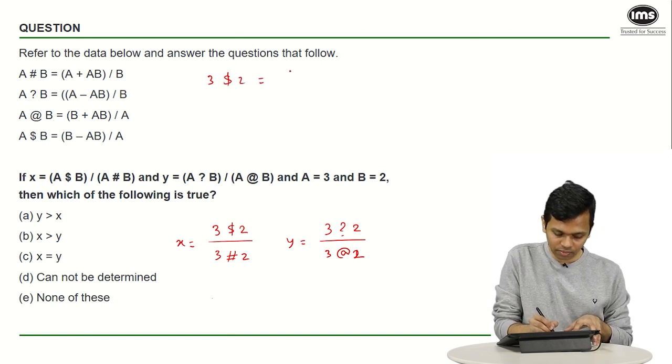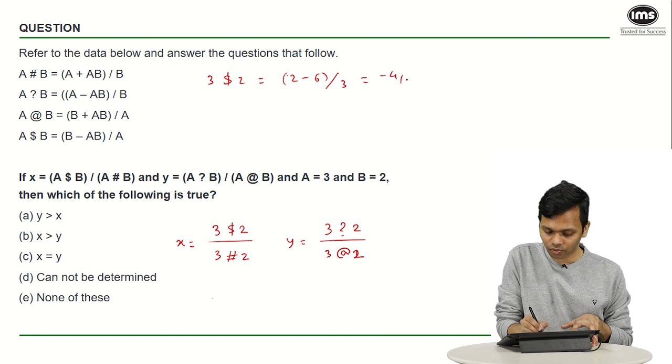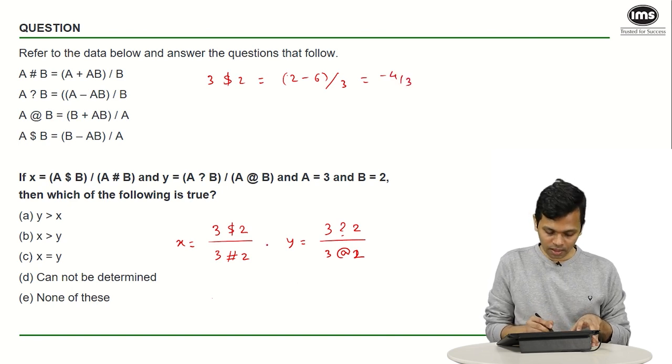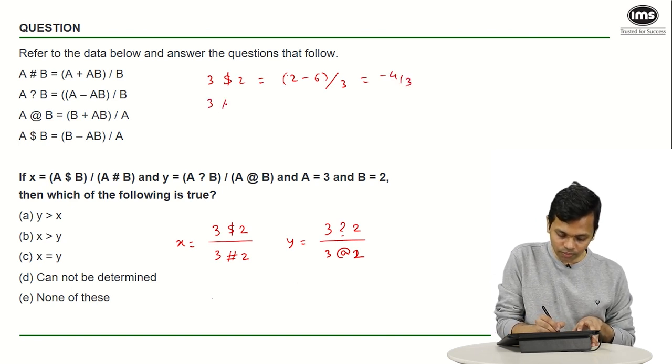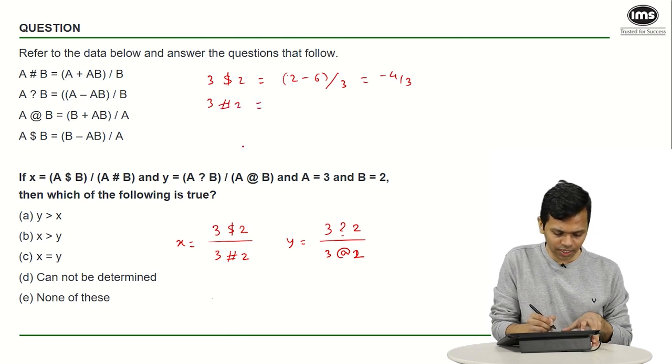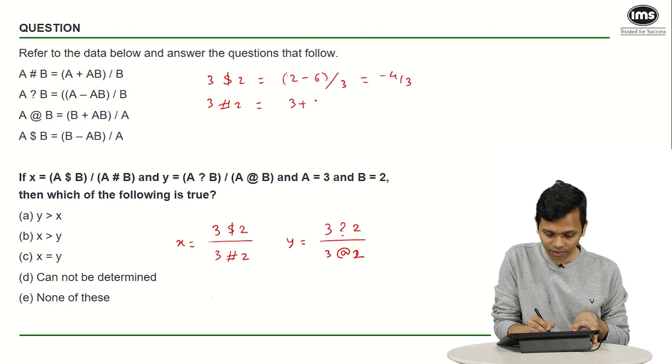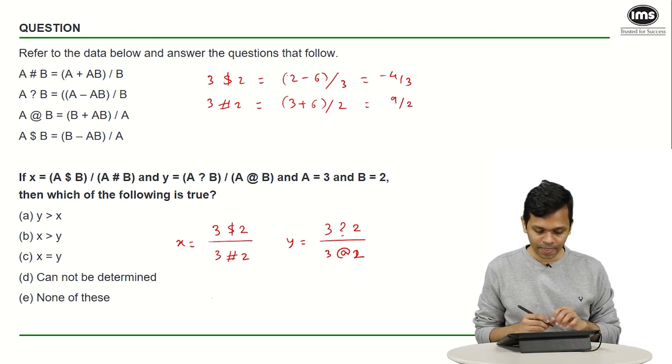Now $3.2 is going to be, you start with 2 minus 6 divided by A. Now value of A is 3, so this is going to be minus 4 upon 3. Let's talk about 3 hash 2. So 3 hash 2 is going to be 3 plus, you're going to have 6 here, and that divided by B, the value of B being 2. So this is going to be 9 upon 2, right?